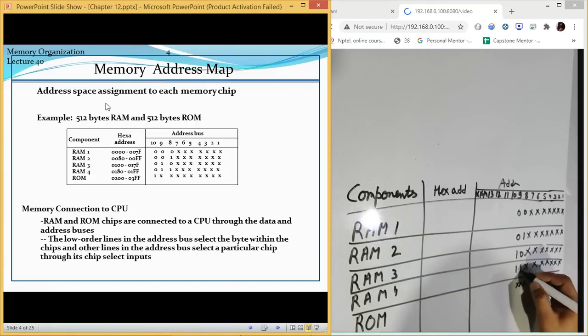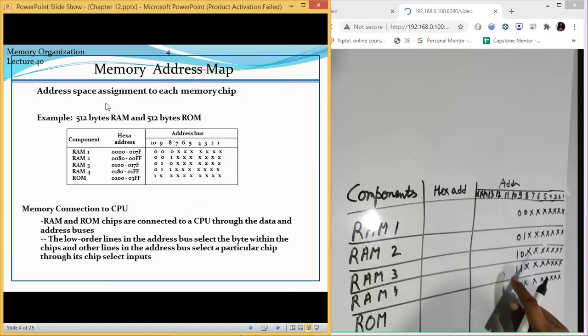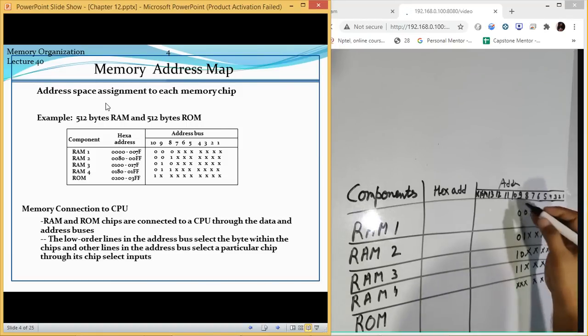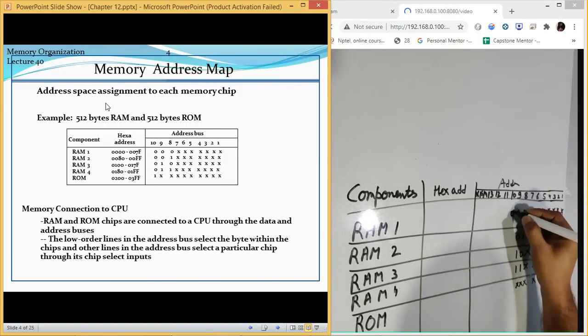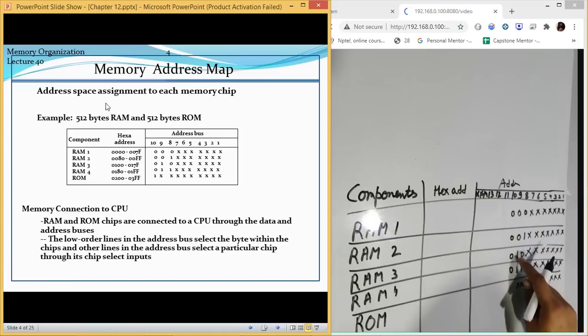If it is 1 1, the fourth chip will work. Now the 8th and 9th bits are used in this way, and the last bit, which is the 10th, is used to separate the working of the RAM and ROM chips. If the 10th bit is 0, then one of the RAM chips will work, and which RAM chip will work depends upon these two values, the 8th and 9th bits.